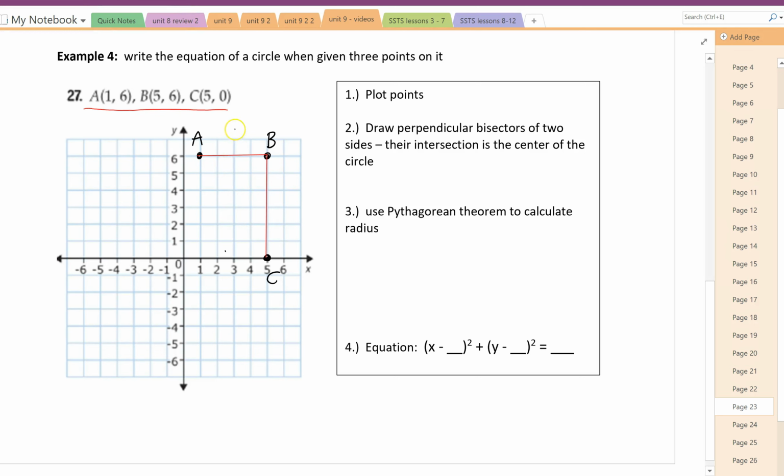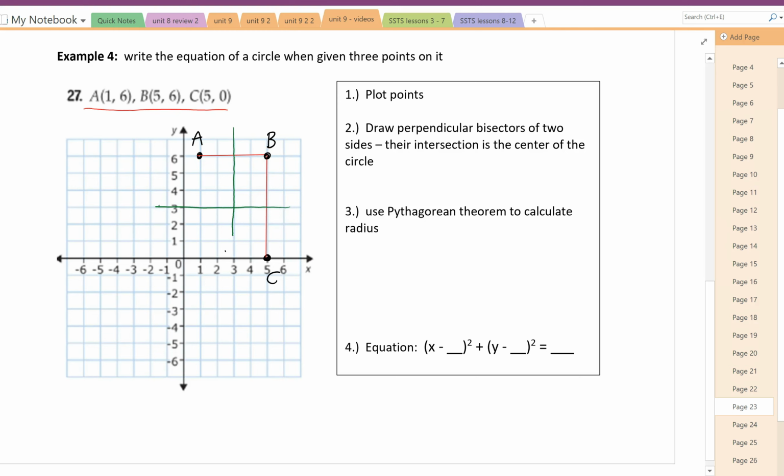Perpendicular bisector of AB would look about like this, right? AB is 4 units long, so if I want to cut it in half, I put my bisector halfway between, which would be at 2. And then I do the same thing with BC. I can see that BC is 1, 2, 3, 4, 5, 6 units long. So I want a line that cuts it off at 3 units.